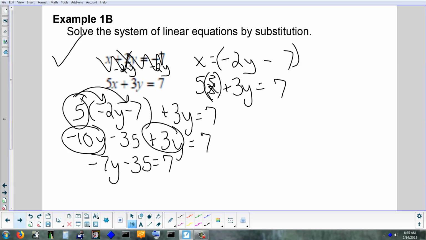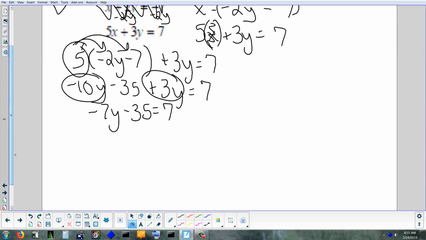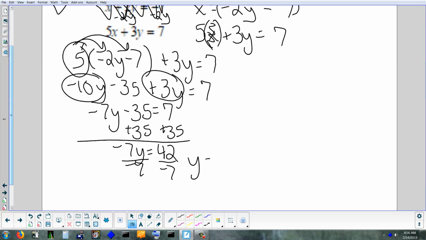I want to solve for y, right? But I can't solve for y yet because why? What do I do with it? Add 35. Good. Negative 7y equals, this is going to end up being 42. That's perfect. And then you just divide it by negative 7. And you get 6. Right? Close. Almost. Negative 6. Correction.